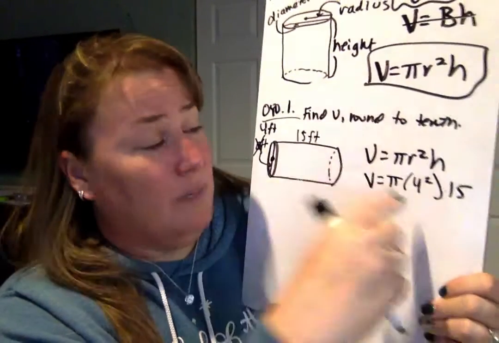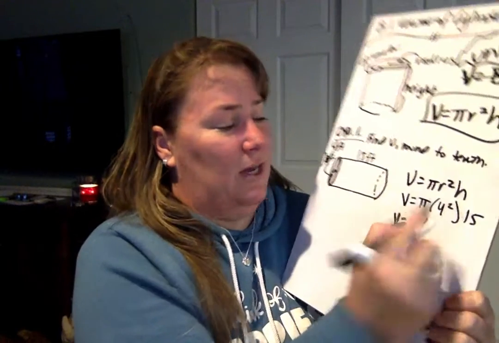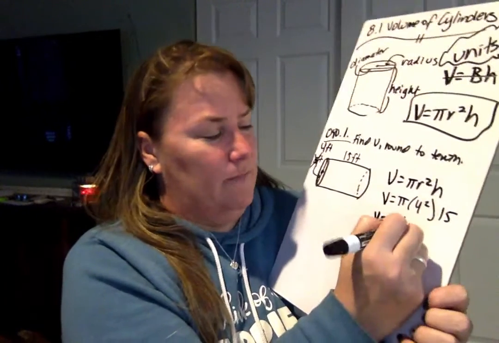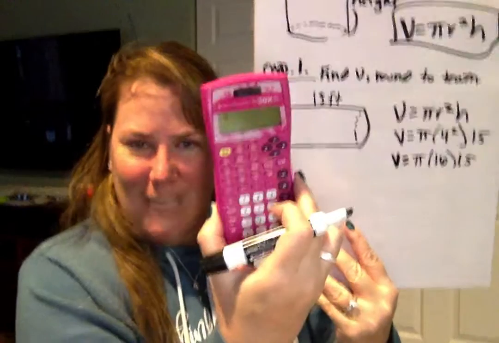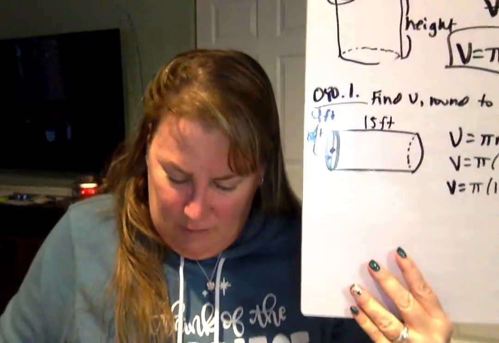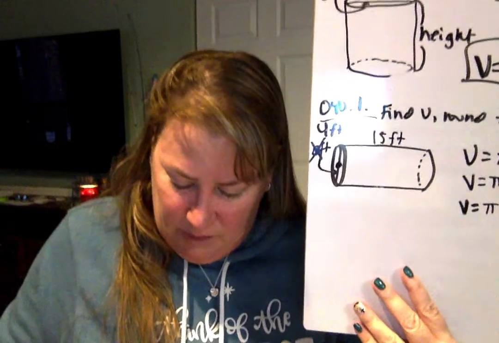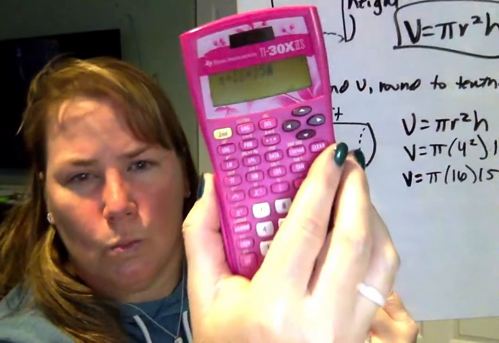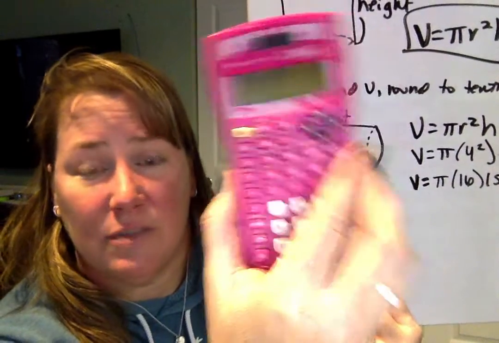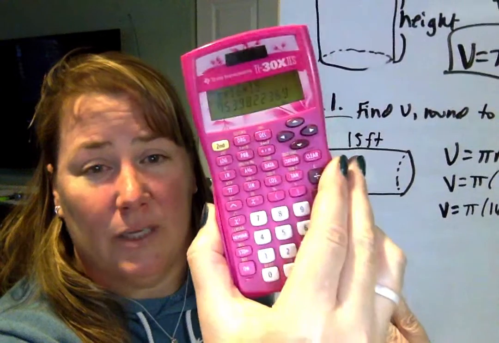Okay, third step, square this. So volume equals pi times 4 is 16. And now we're going to multiply it times 15. Calculator. So now go pi times 16 times 15. There you go. Pi times 16 times 15. Hit enter. That's a really big number.